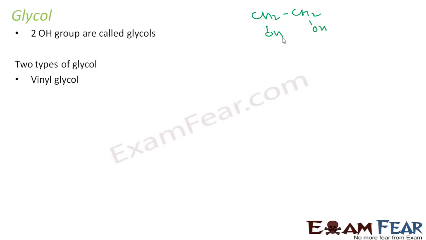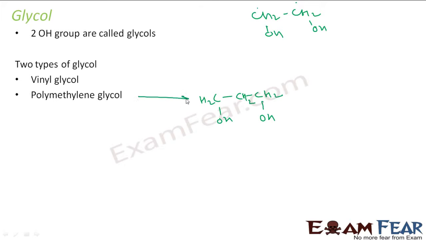And there are two types. One is vicinal glycols, where the OH groups are added to adjacent carbons. For example, in this case, these carbons are adjacent and the OH groups are attached, so they are called vicinal glycol. The next is polymethylene glycol, where the OH groups are attached at the extreme ends. For example, I have something like this. Let me add hydrogen, right? This is a polymethylene glycol, so this is trimethylene glycol, correct? This is my polymethylene glycol, and this is my vicinal glycol. In vicinal glycol, the OH groups are attached to adjacent carbons, and here it is extreme carbons.